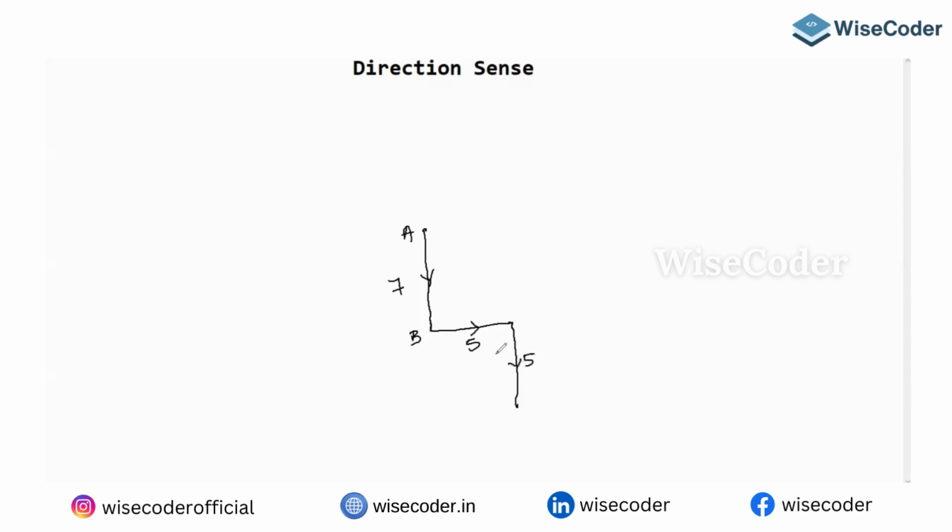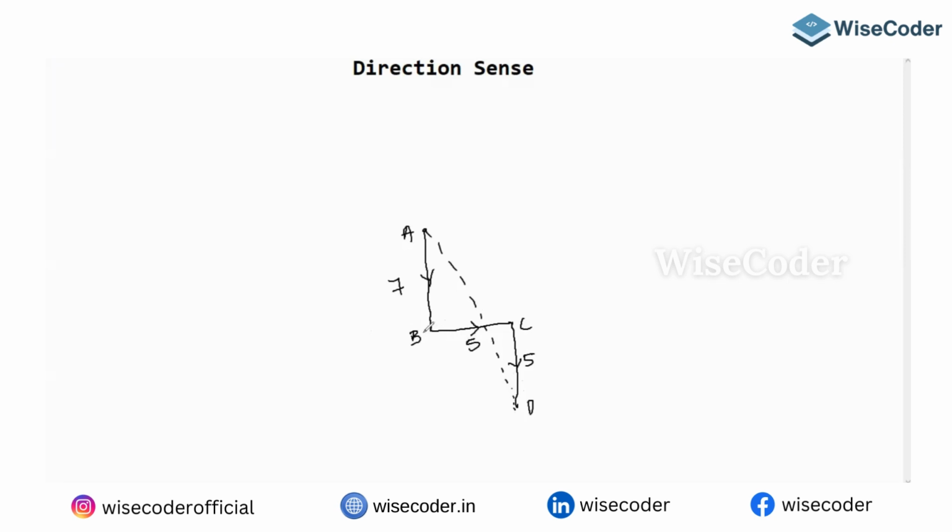So what he is asking is, how far is he from the starting point? Okay, so please understand the situation. So let's say this is the starting point A, and let's say this is C and this is D. So I want this particular distance, yes or no?